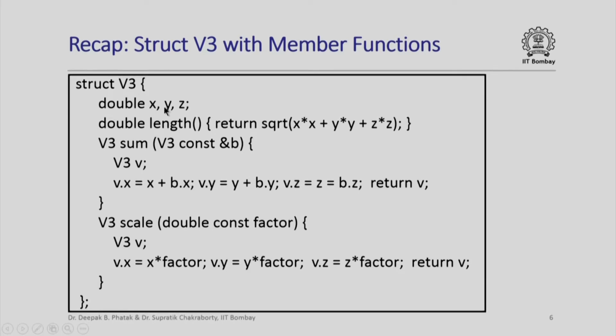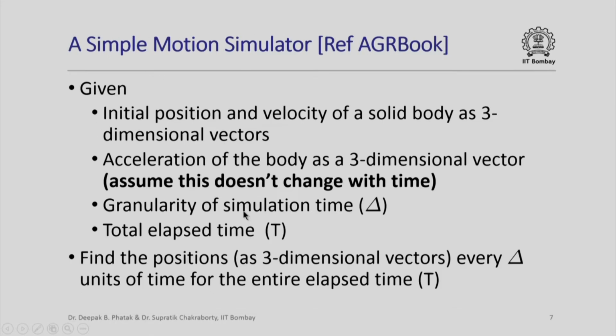It had 3 member data fields x, y and z, each of type double. It had 3 member functions, length, sum and scale, for computing the Euclidean length of the vector, for computing the vector sum of a given vector with another vector, and for scaling a given vector by a constant scalar factor. So we have studied these member functions in the previous lecture. In this lecture, we are going to use the same V3 structure that we have already studied earlier and try to solve a simple problem.